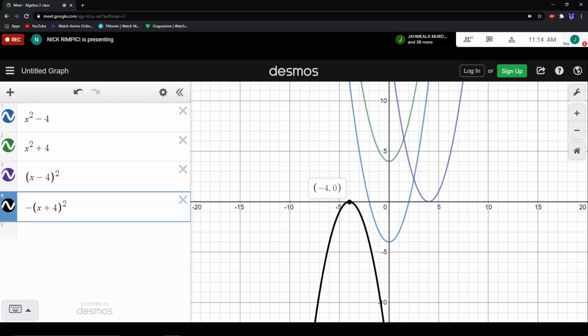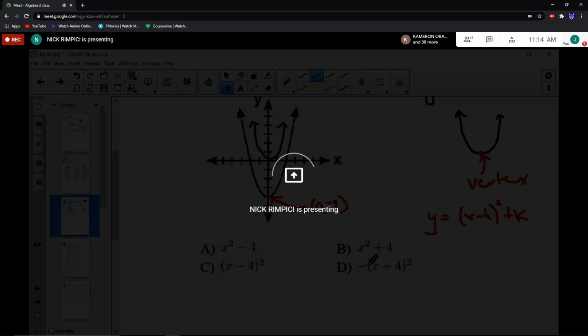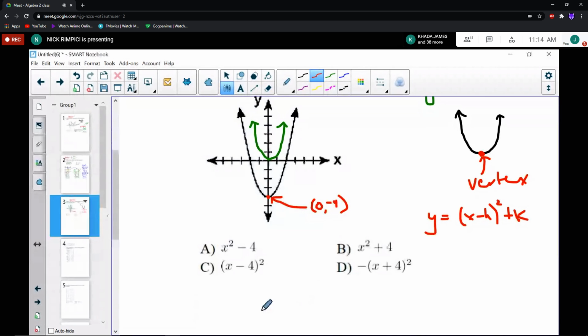So the one that's opening in the proper direction and in the proper location is the one with a vertex of (0, -4). That's the blue one, okay? The blue one, which is up here, x squared minus 4. Therefore, we know x squared minus 4 is going to be the answer. I'm going to go back into Notebook and write down x squared minus 4. Okay, so now it should be loaded up. So I have x squared minus 4, which is answer choice A.